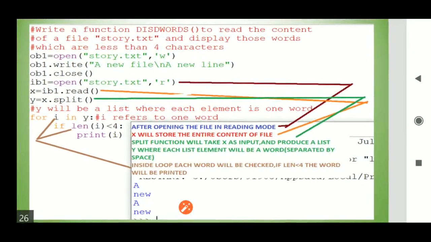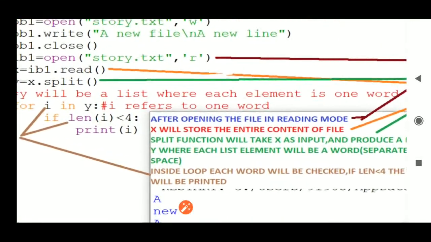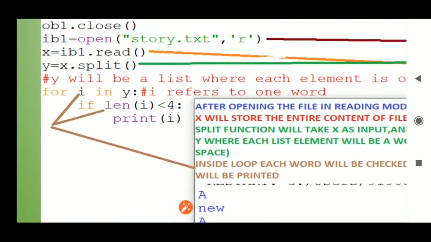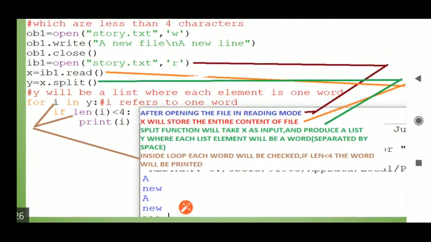Again, you have to remember the whole code. That means from this open in reading mode till the last line of this code, you have to put it inside a function dispwords. Here the function is not shown. We have already discussed the function chapter, so you just need to put the entire thing inside a function.